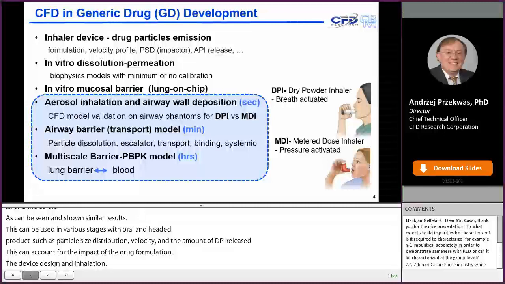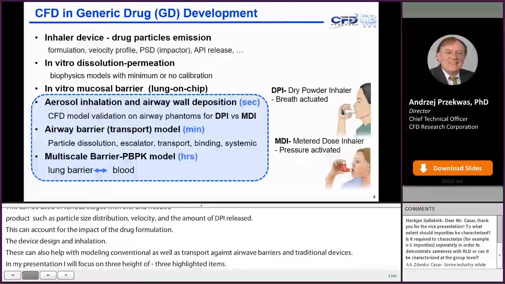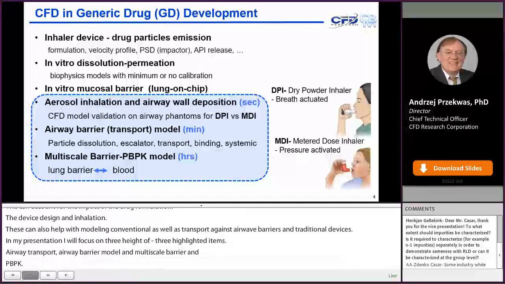In my presentation, I will focus on three highlighted items: CFD modeling of in vitro and in vivo aerosol delivery, airway transport and deposition, airway barrier model, and coupled airway barrier and whole body PBPK. Note the difference in timescales required for each of the above simulations, marked in blue on this panel.